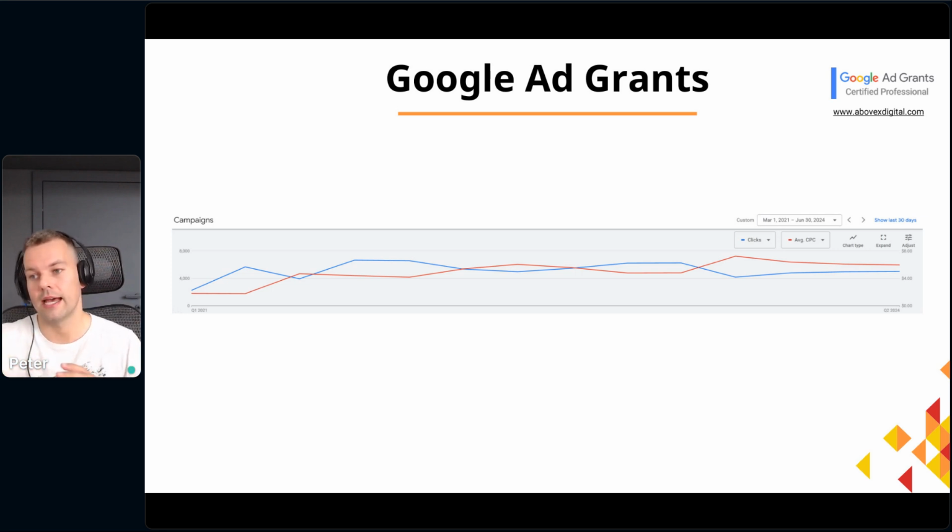And you can see the red line, that's an average CPC, which stands for average cost per click, and the blue line is the number of clicks. And this spans back to March 2021, going all the way until the end of June 2024. And you can clearly see, and this is one campaign. So same keywords, very similar targeting. We didn't make any significant changes in this campaign during this time period.